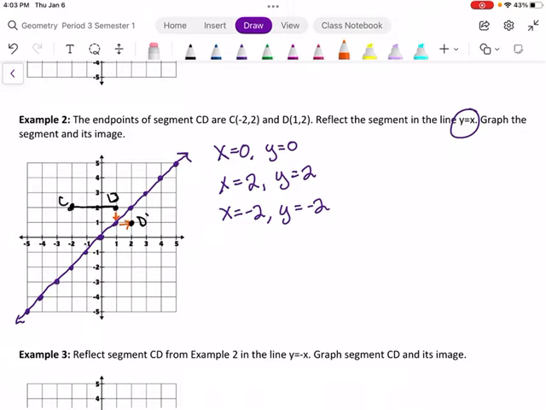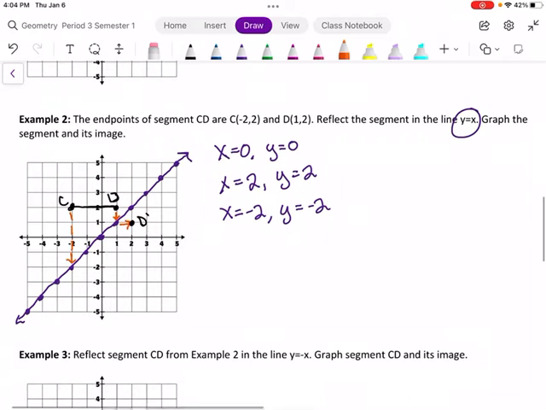Then if we do the same thing for C, we count that we went down 1, 2, 3, 4. So then we need to go 4 to the right, and that is where C prime would be. And you'll notice this is still 3 units long, just like it was before we reflected it.